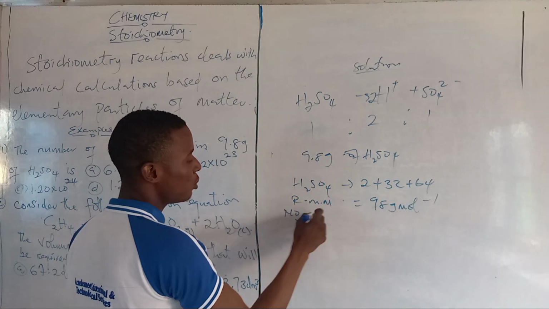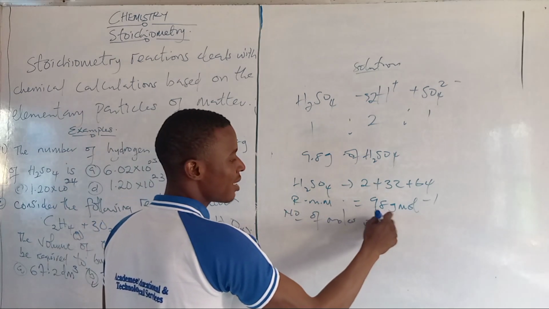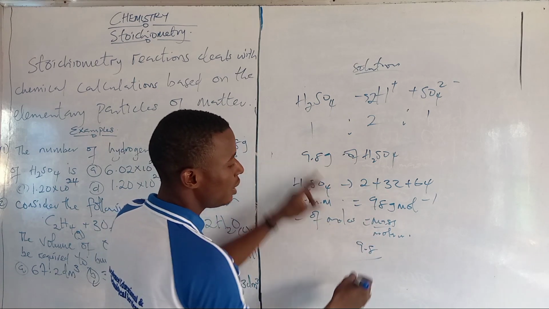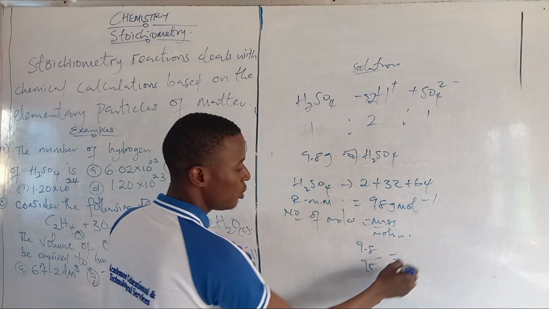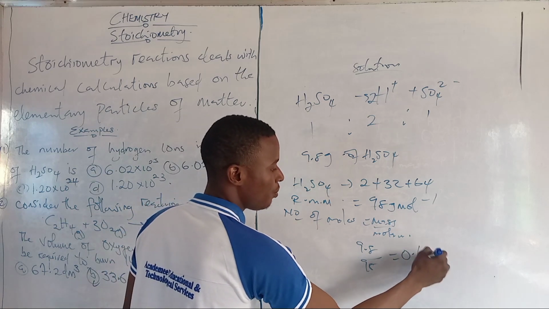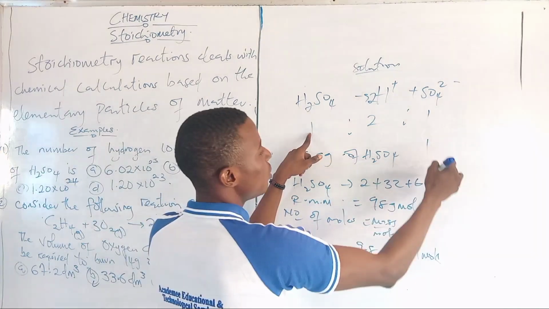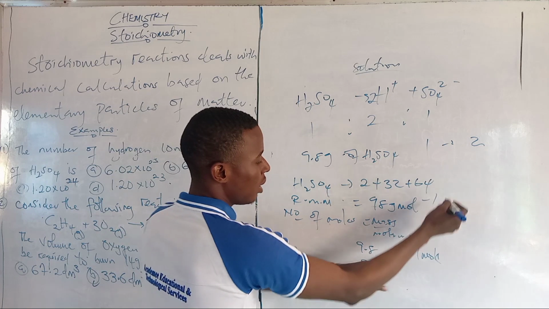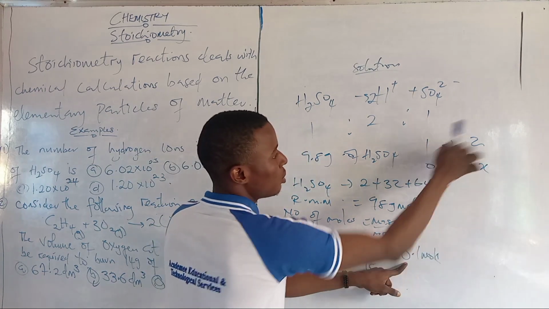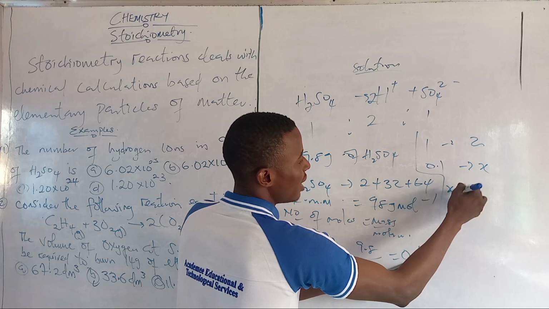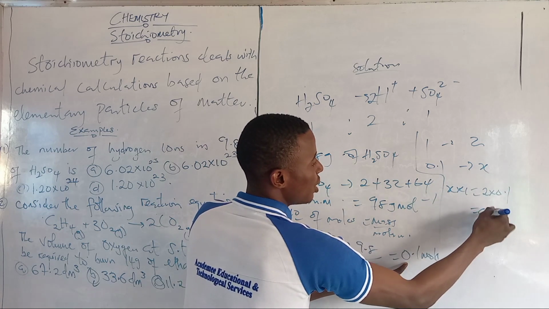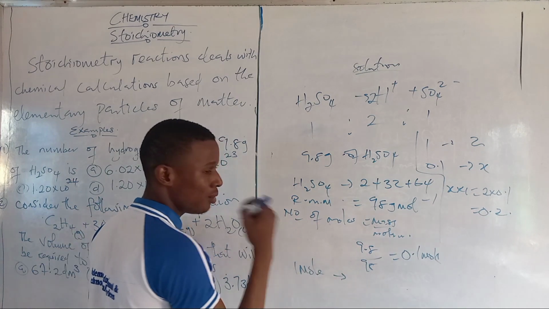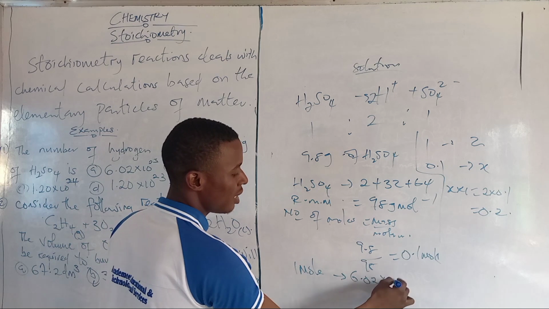Then number of moles is equal to mass over molar mass. The mass given is 9.8. The molar mass calculated is 98. So if you calculate this one, it gives us 0.1 mole. So we'll now come back here. If 1 mole of H2SO4 ionized gives us 2 ions of H, then 0.1 mole will give us x. Now cross multiply. x times 1 is equal to 2 times 0.1, which is 0.2. But don't forget, 1 mole, from Avogadro's constant, gives us 6.02 times 10 to the power 23.